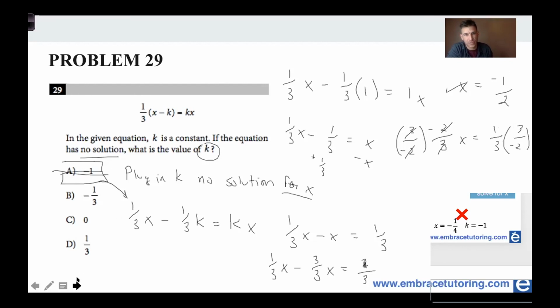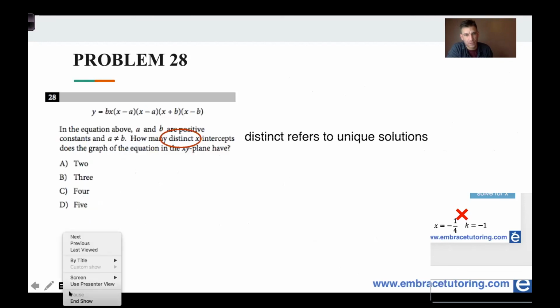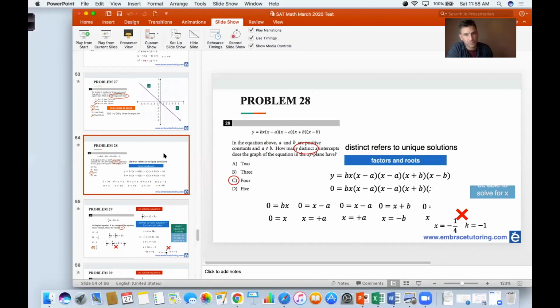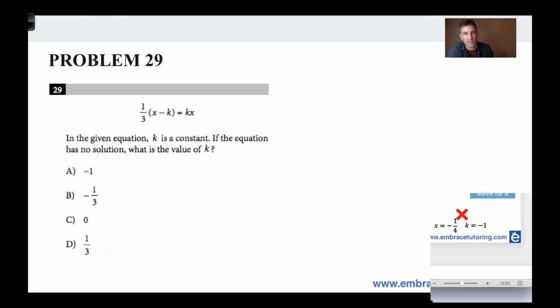Now, here's the other way that I'm looking at this. I know this question seems a little confusing. That's why I'm spending time on it, and to be fair, everybody gets it wrong. Let's pretend I do the 1/3, which is the answer. Let's pretend I plug this in: 1/3 x minus 1/3 k. If I distribute that, it's the same thing as before, and this is kx.